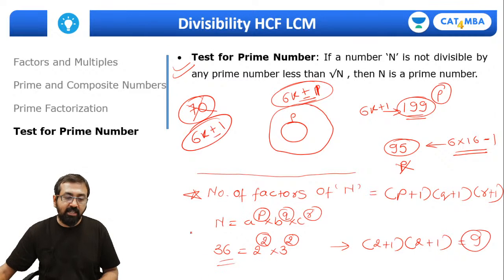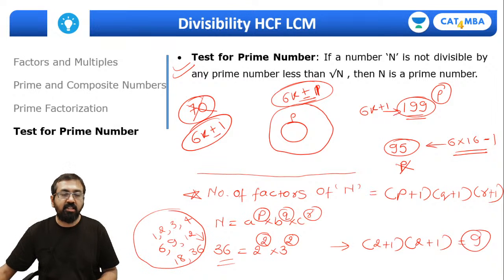Now let me quickly write down what are those 9 factors of 36. So please pay attention. It's 1, 2, 3, 4, 6, 9, 12, 18 and 36. See, count this number of factors. They are 9 numbers in total, right?